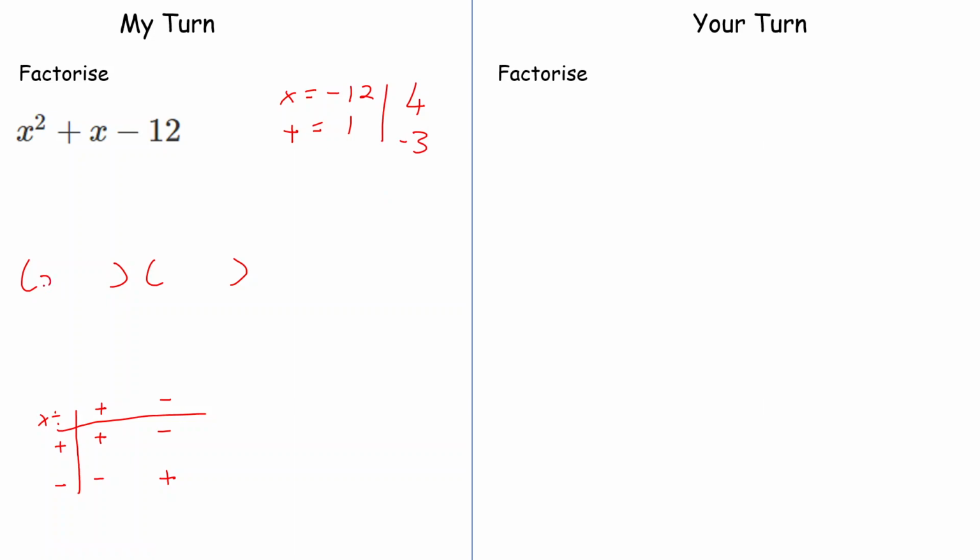So in my bracket, it's going to be x and then x, and then it's going to be plus 4 and minus 3. So x plus 4 and x take away 3. And they can go in either order. It doesn't make a difference. It could be x minus 3 first and then x plus 4.